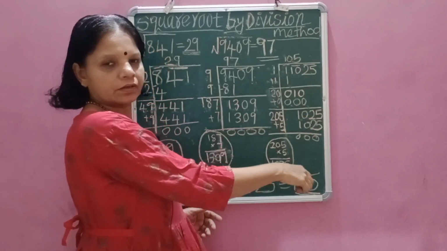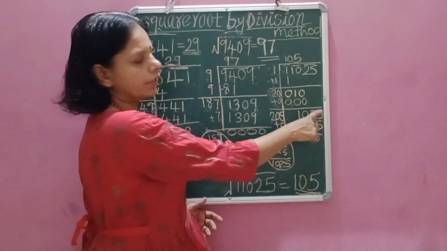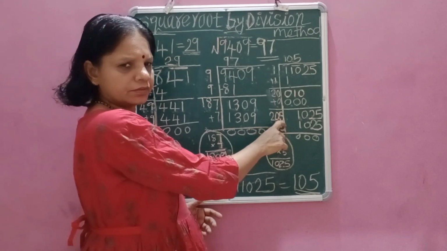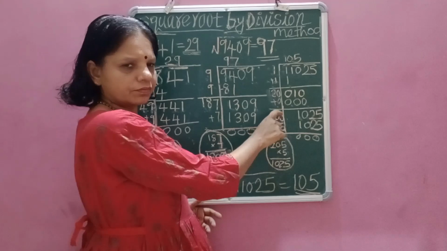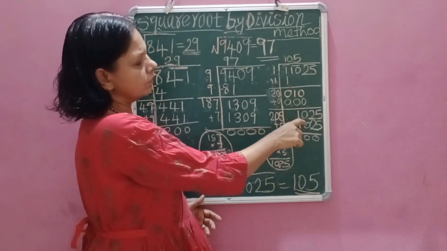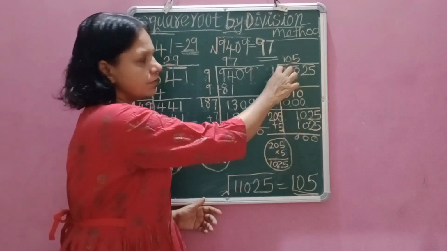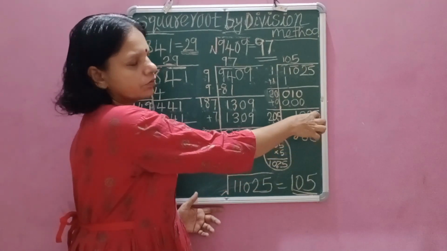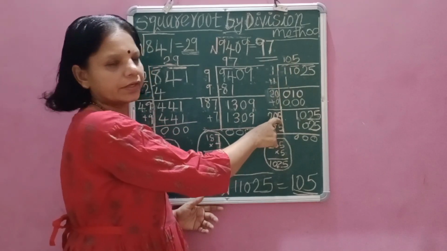Bring the next pair down, that is 25. So we got the remainder 1025. Now we have to write a digit next to 20 such that the new number formed into that digit should not exceed 1025. It can be equal. Since it is a perfect square, we can assume the answer. The digit in the units place is 5. So the only possibility is 5.